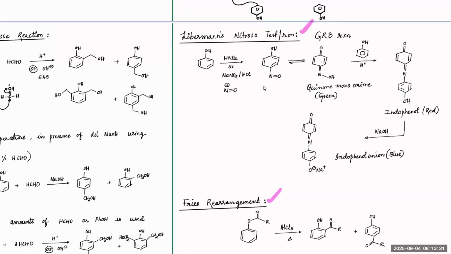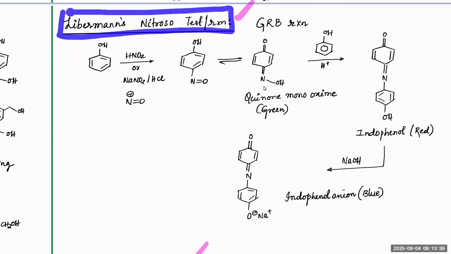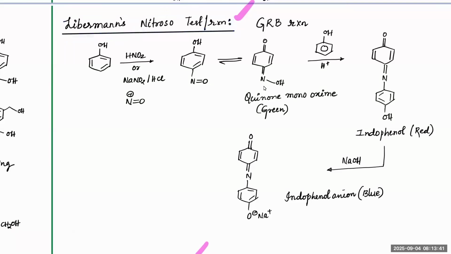Let us start now. Let me revise what we ended up in the last class. That is about Lieberman nitroso test. I told you that HNO2, which is prepared from NaNO2 and HCl, will be responsible to generate NO plus as an electrophile.